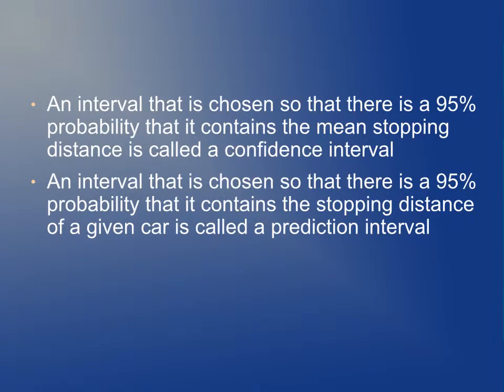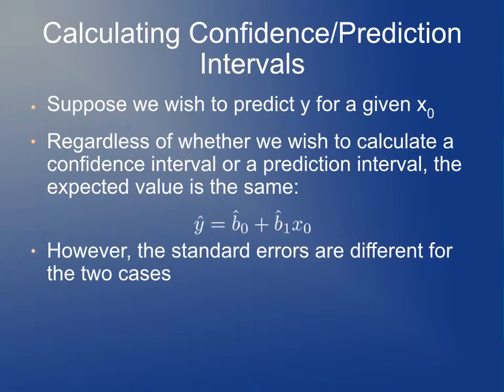And some terminology in the context of regression: if you choose an interval such that there's a 95% probability that it contains the mean stopping distance, you call that a confidence interval. If you choose an interval such that there's a 95% probability that it contains the stopping distance of one given car, you would call that a prediction interval. So how do you calculate these things?